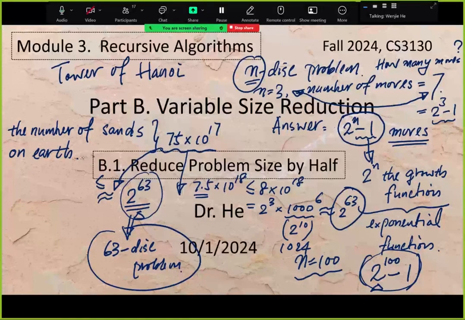So you can get an idea how big that number is, and especially how fast a number can grow if it increases at an exponential rate. So you get that idea. All right, so those are the comments I wanted to talk about.